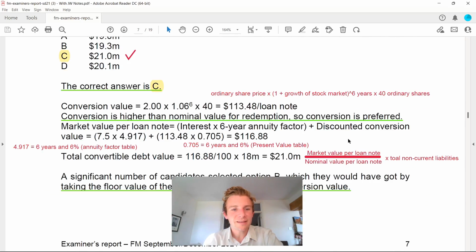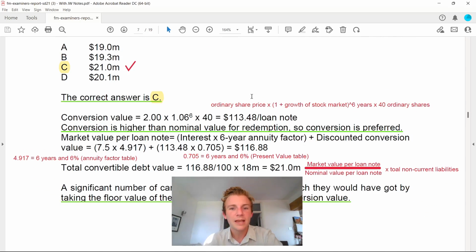The key formula for you to get down on here for the conversion rate, first of all, is the ordinary share price, so you've got the $2 on there, multiplied by 1 plus the growth of the stock market to the power of the number of years, so these little details are in the requirement above when you're reading it through, multiplied by the 40 ordinary shares. So again, just designed to help you out to break it down, and the conversion is higher than the nominal amount for redemption, so the conversion is preferred on there because it's more worthwhile. Then finally, we've got the actual market value of the loan notes. They've given us the actual formula on there as we work it through.